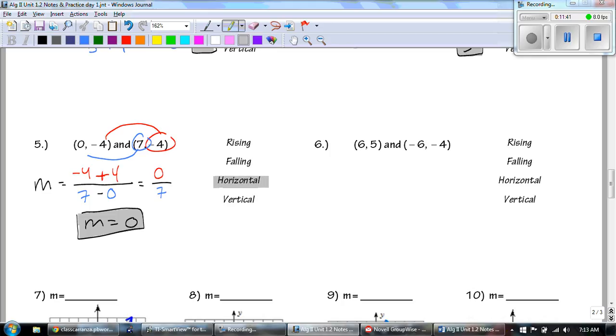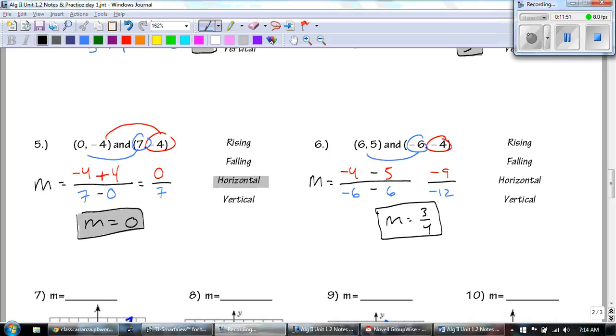All right, number 6, you're all on your own. Pause the video, and good luck. Okay, so on the top, negative 4 minus 5 is negative 9. On the bottom, negative 6 minus 6. Oh, those do not cancel out, guys. That's negative 12. And then we have a negative divided by negative, which turns to a positive. So we are rising, and that's a positive 3 over 4.